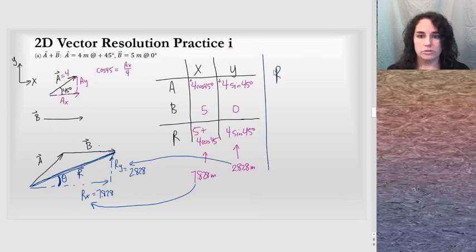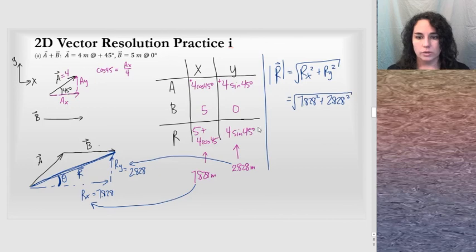The magnitude of R equals the square root of Rx squared plus Ry squared. I can plug those values in: the square root of 7.828 squared plus 2.828 squared. And we can calculate that. The magnitude of R is 8.323 meters. Beautiful.